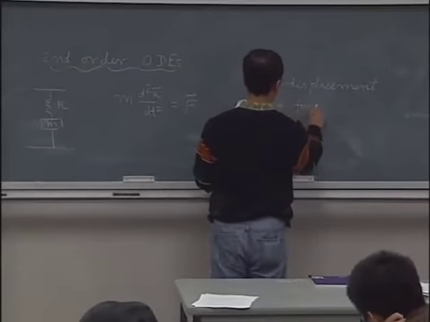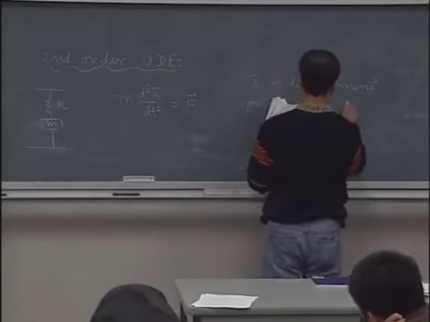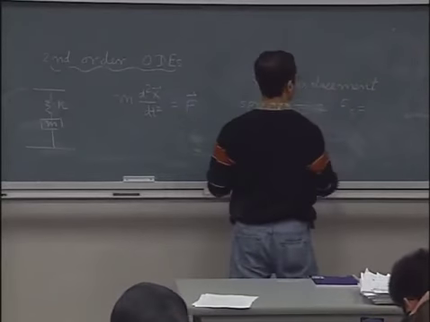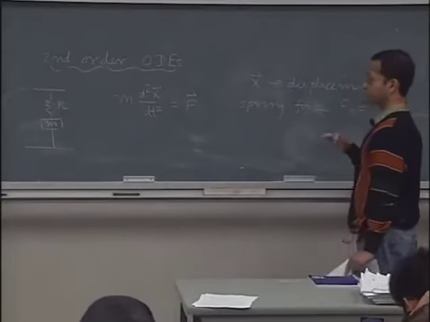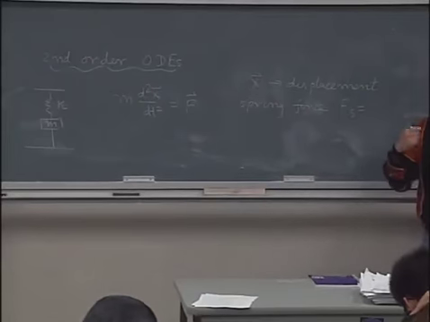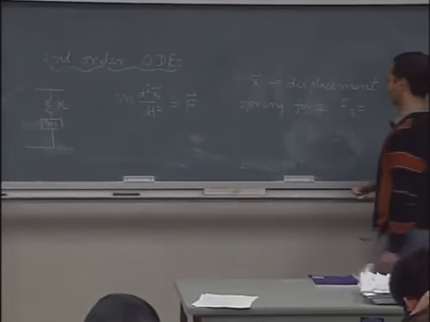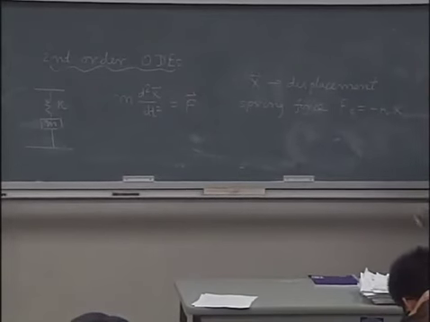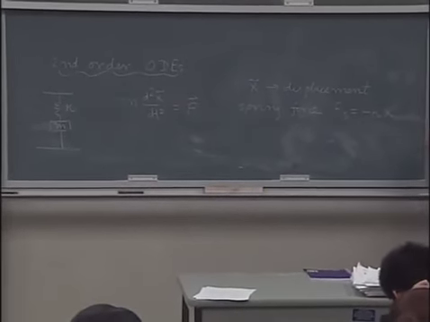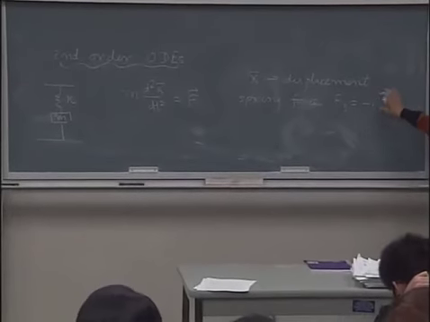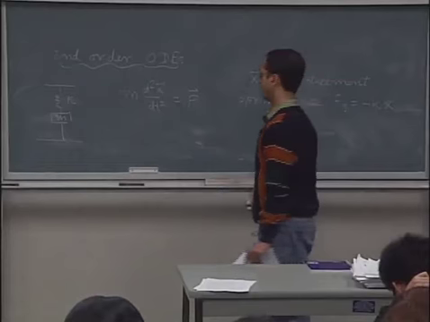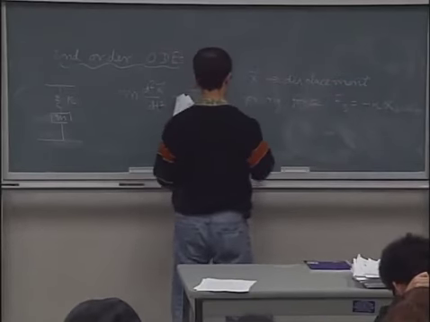Spring force, Fs. Do you know the form of the spring force if you stretch a spring? It's negative kx. If you stretch a spring by x and the spring constant is k, you feel a pull of negative kx. So the spring always tries to go to its natural position, its natural length.